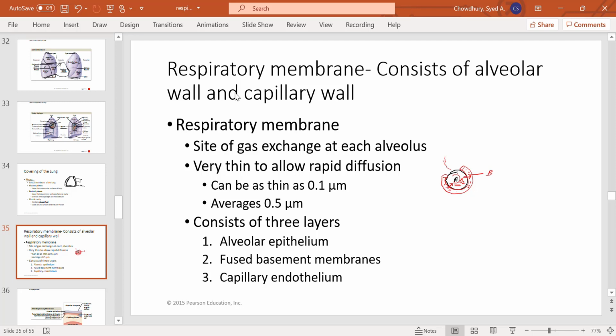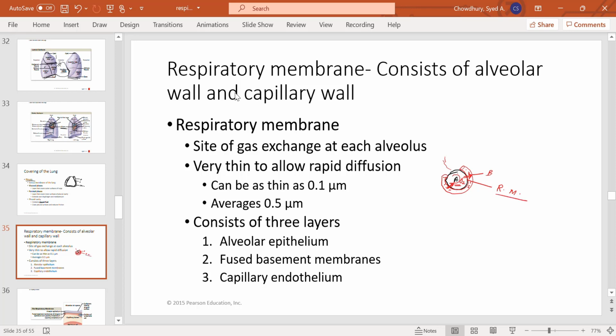So we know why blood goes to the lung, to get the oxygen. So blood will get the oxygen from the alveolus and carbon dioxide will go from the blood to the alveolus, and that is the gas exchange inside the lung. Now this membrane through which the gas exchange takes place, that is the respiratory membrane.